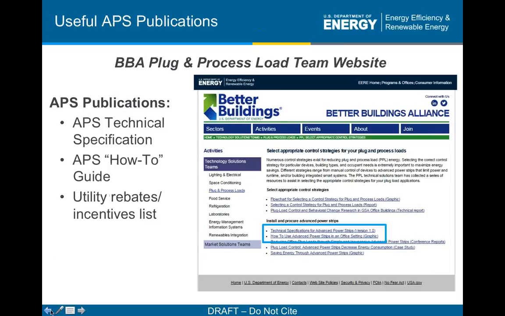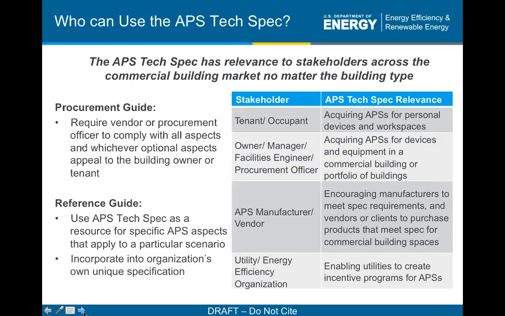So first off, as Rose had shown earlier, there are a few publications that we have on the Better Buildings Alliance Plug-in Process Load team website that are available for free download and for anyone to use. These include the Tech Spec, which of course is the topic of today's webinar, a how-to guide, which I'll get to later in my talk, as well as a list of utility rebates and incentives that I'll speak to later as well.